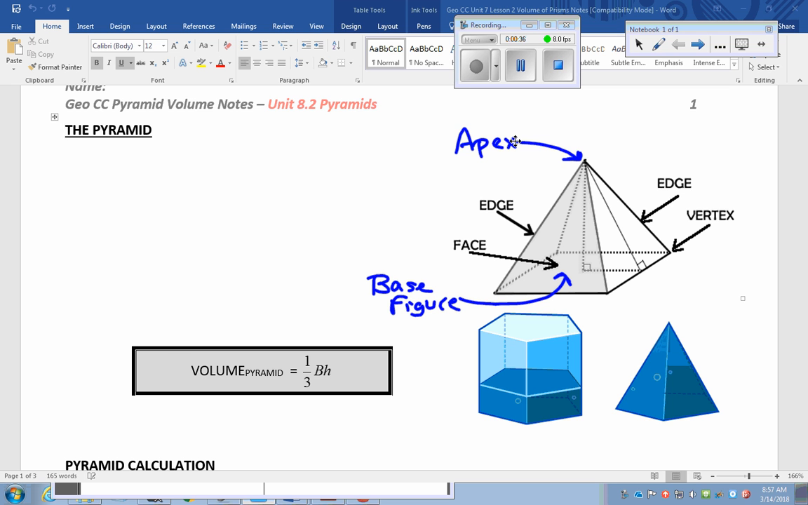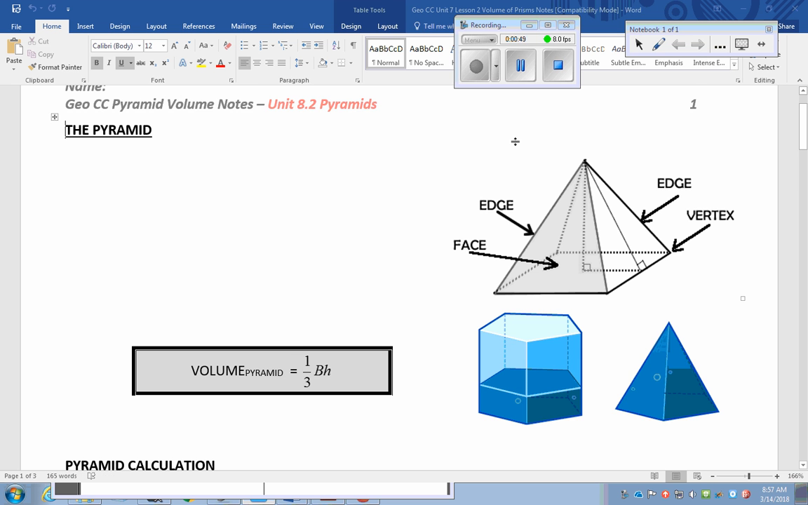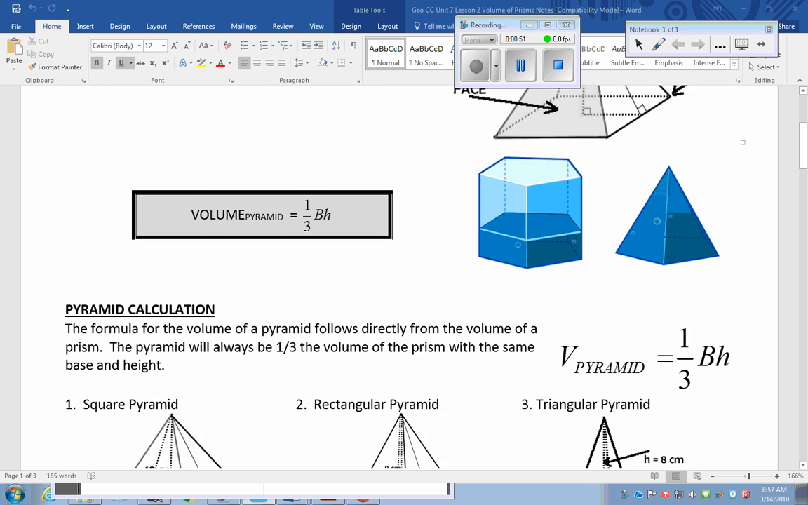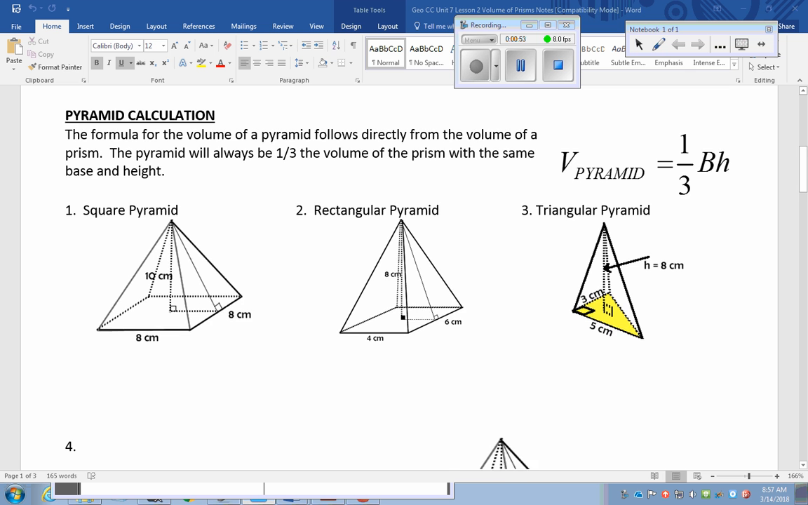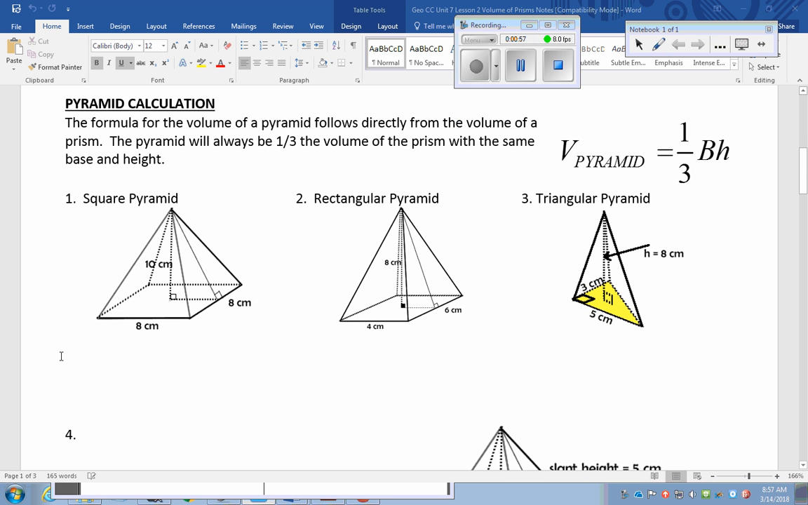The formula for volume, which is also over on the sideboard, is 1/3 big B H. And we're going to look at the examples on the bottom of this page. So there's 4 that we're going to look at. The first one's a square pyramid.